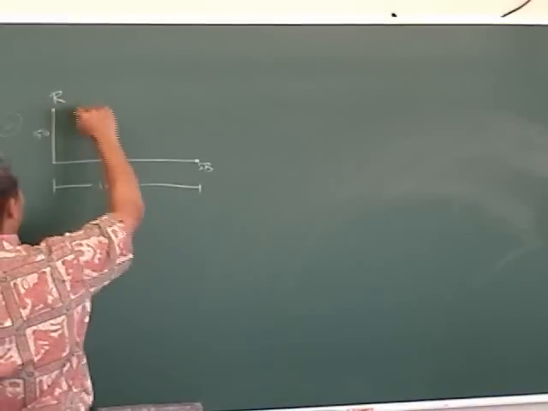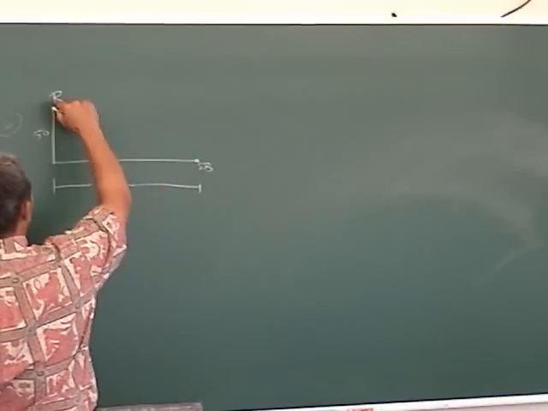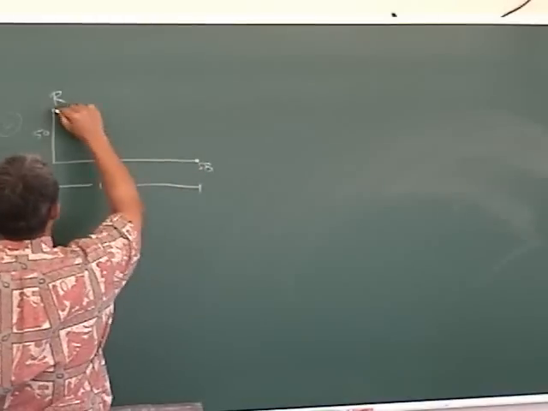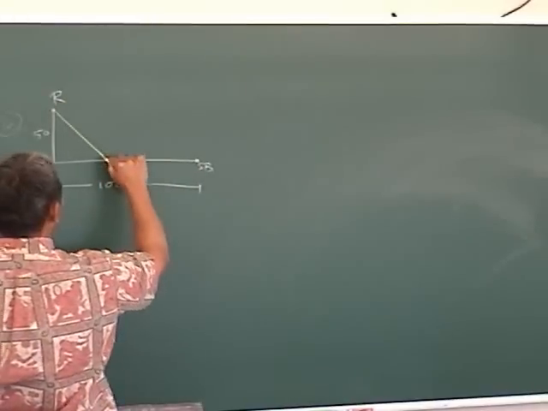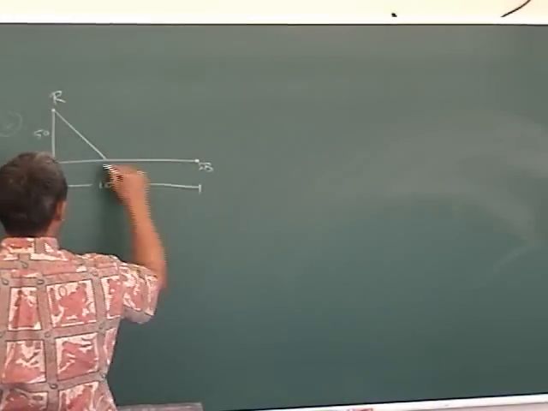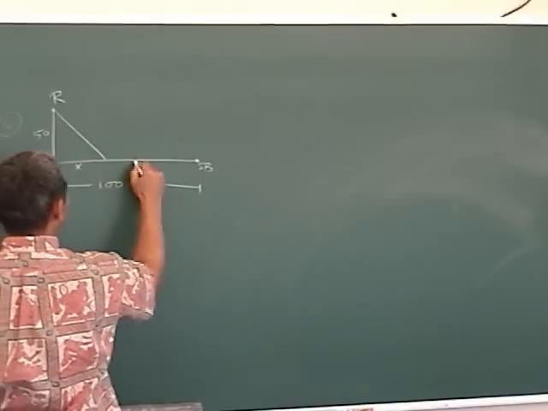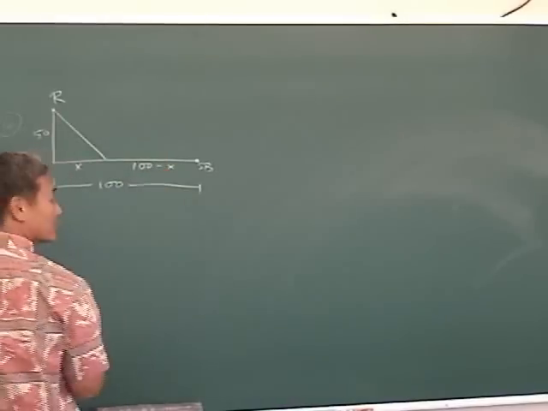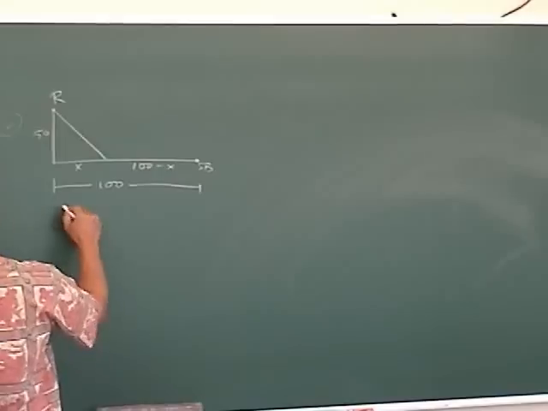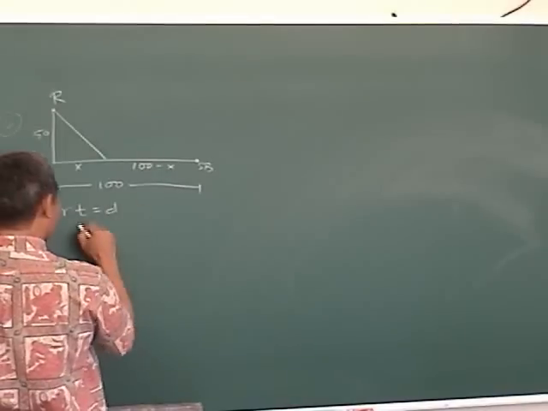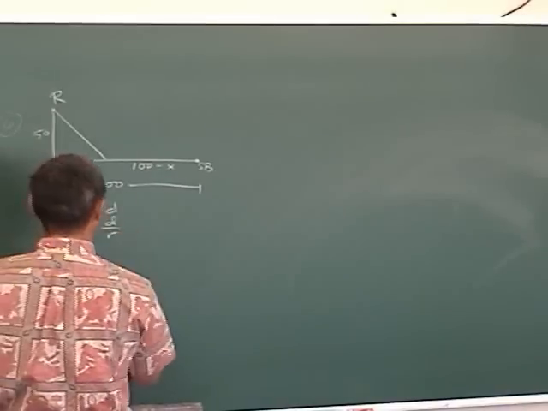Because, you know, if you can run way faster than you can swim, you're not going to just swim straight to the snack bar, right? You're probably going to run somewhere over here, swim, and then run the rest of the way, yeah? So this is x, so wouldn't that make this 100 minus x? So since rate times time equals distance, time is equal to distance over rate.